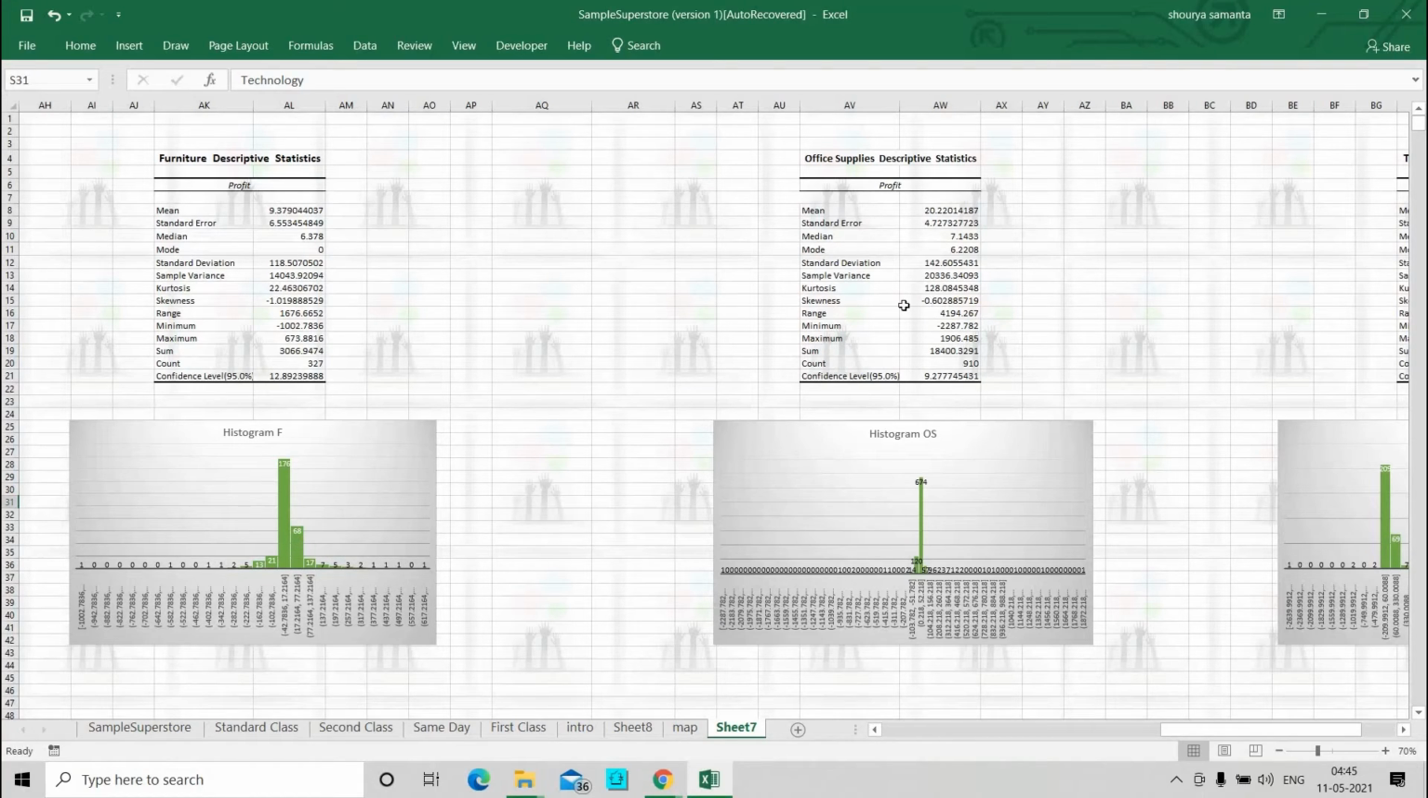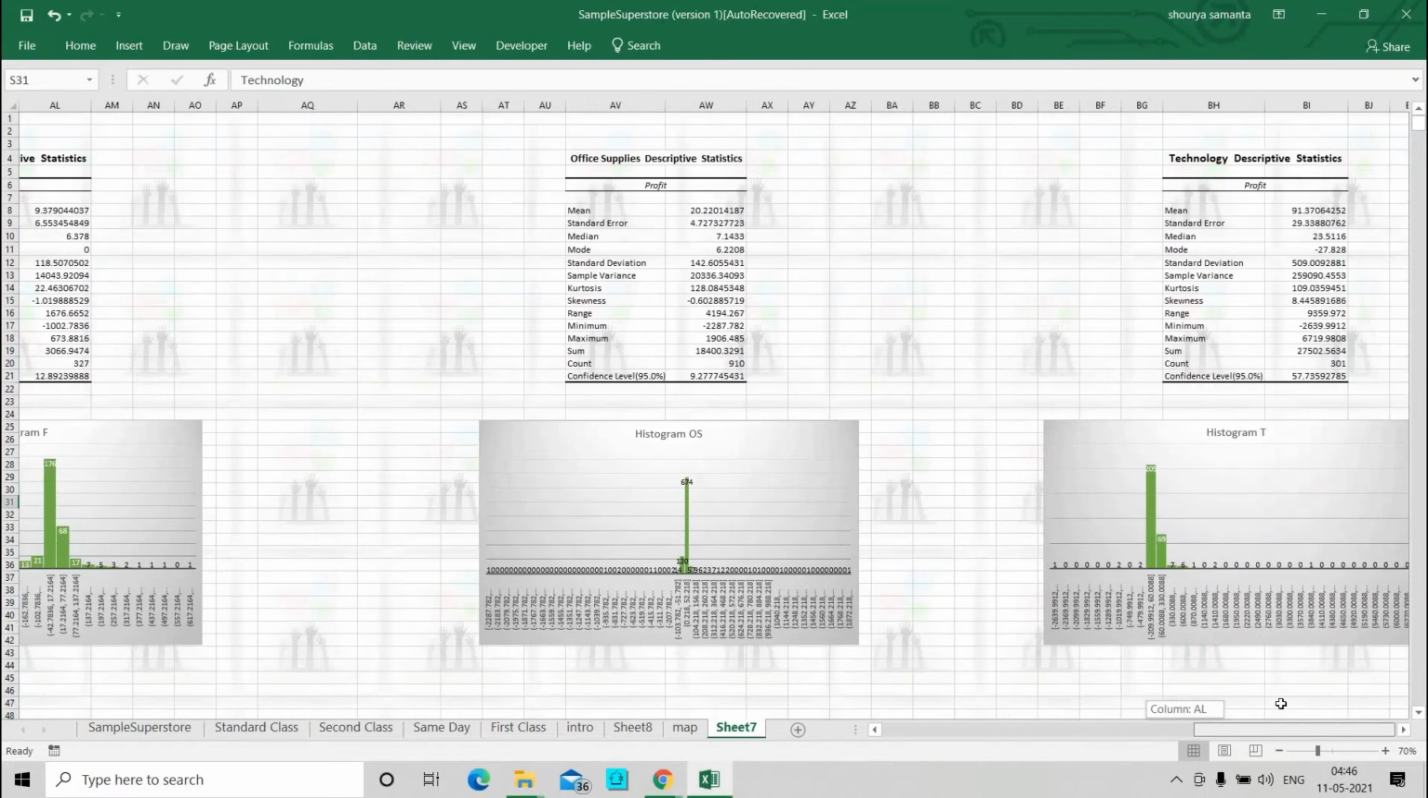Again, for office supplies, the skewness measure is negative. Hence, most of the data are on the positive side and the outliers on the negative side. But for technology, skewness is positive. Hence, most of the data tend to fall on the negative side and the outliers on the positive side.